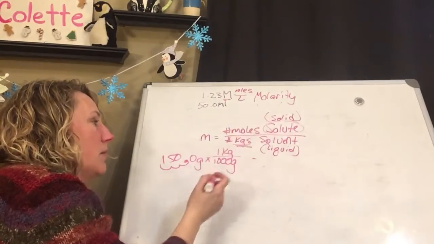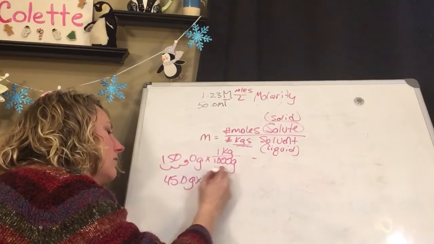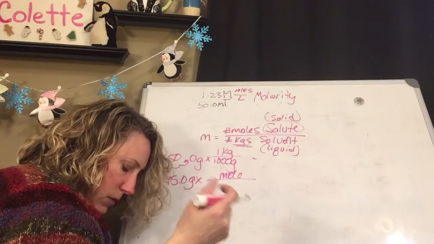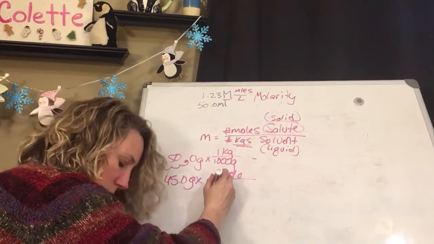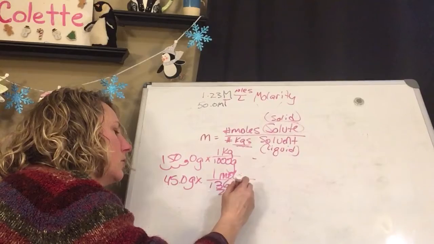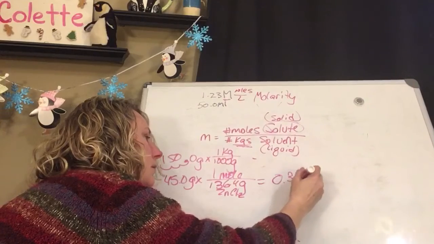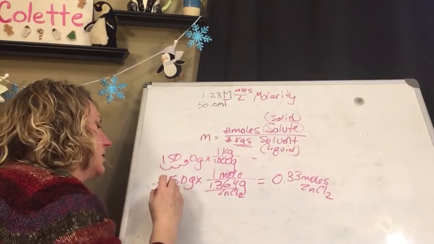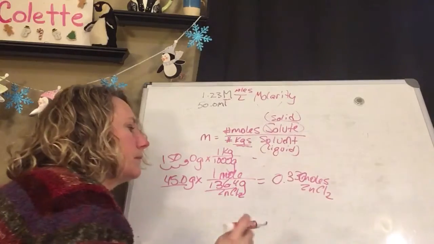So I have to first figure out how many moles of solute I have. If I have 45.0 grams, I'm going to have to convert that to moles. So up in the periodic table, I'm going to take 1 times zinc plus 2 times chloride, which is going to give me 136.4 grams in 1 mole of zinc chloride. So that's going to be equal to 0.33 moles of zinc chloride. I have 4 significant digits here, but only 3 here, so I should have 3 here. So I have another 0 there.